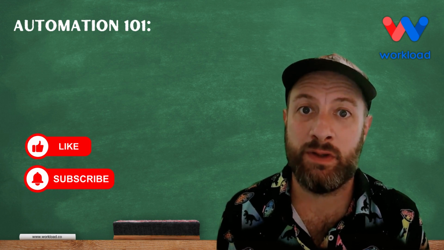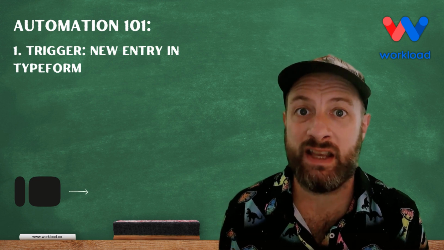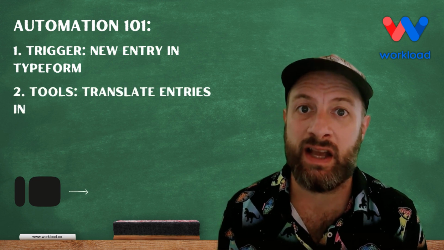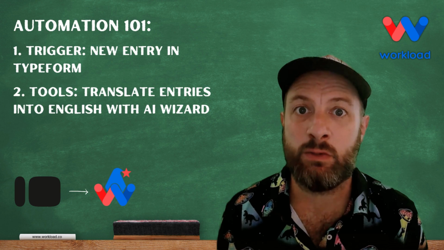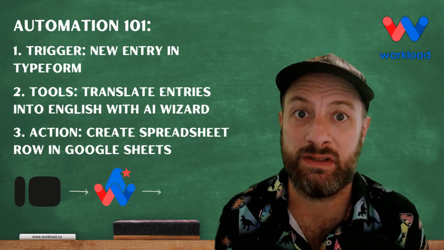In this video, we'll be building a workflow starting with a new entry in Typeform. Then we'll be translating those entries into English using the AI Wizard by Workload. Finally, we'll be importing those entries into a new spreadsheet row in Google Sheets.